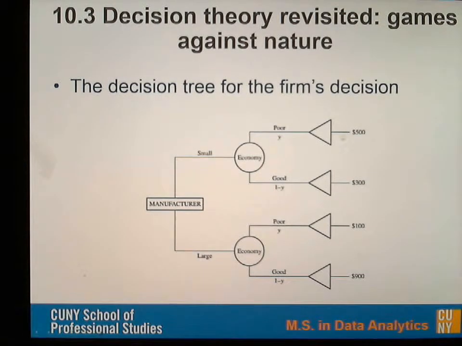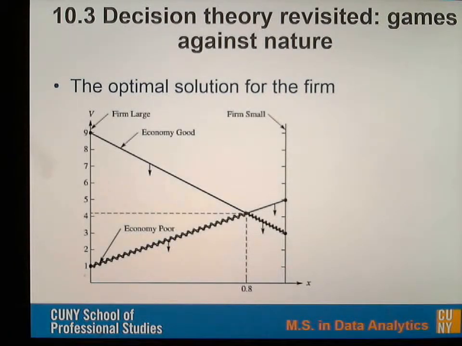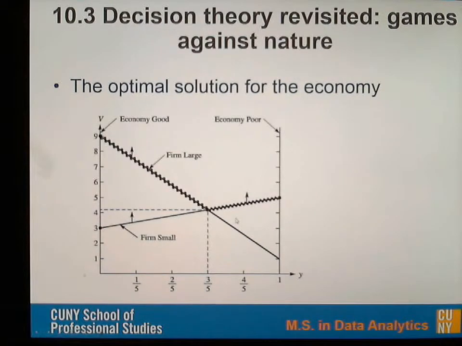This is another example of decision theory for the firm, with a small firm and a large firm, and whether the economy is good or not so good, and the corresponding payoff. The firm's decision as a linear program. Okay, the optimal solution for the firm is here, x equal to 0.8 and y equal to 4. That's the program again.